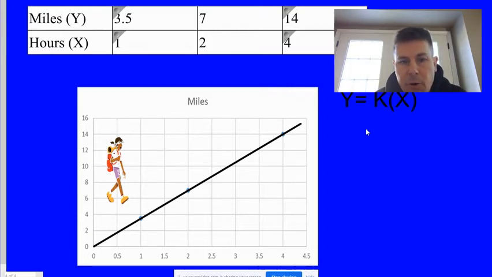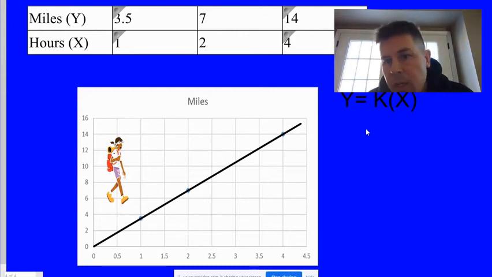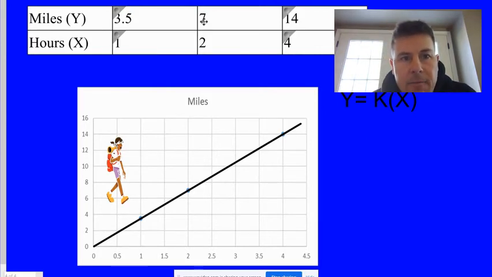The equation for a proportional relationship is written in the format of y equals kx, where y are the values, in this case, miles. These are the miles that we're traveling. The x is the values that we're getting for hours. And k is our constant of proportionality, okay?